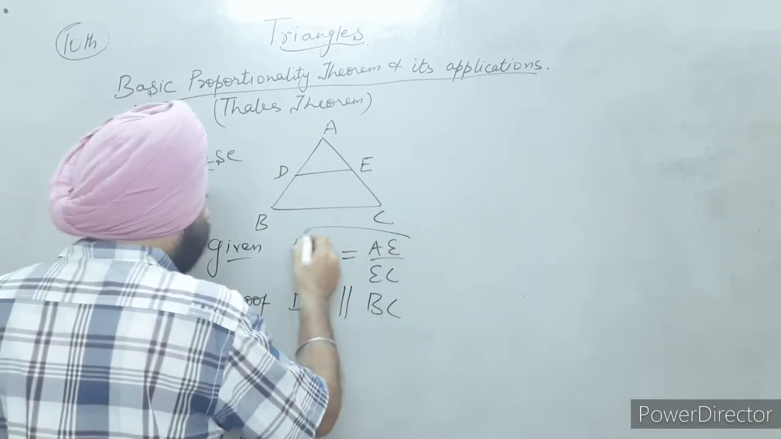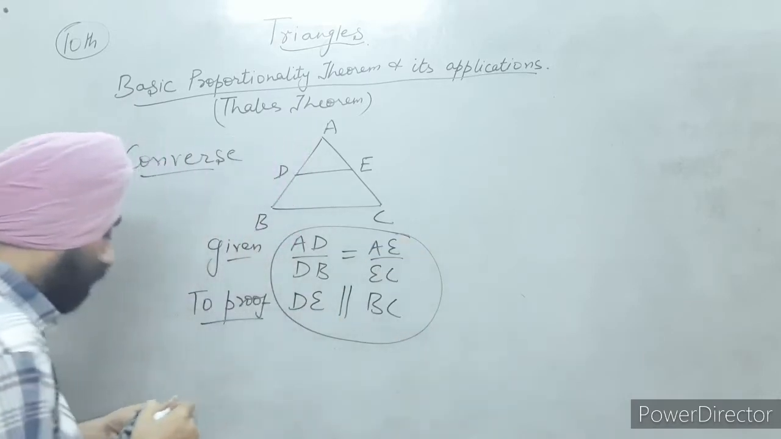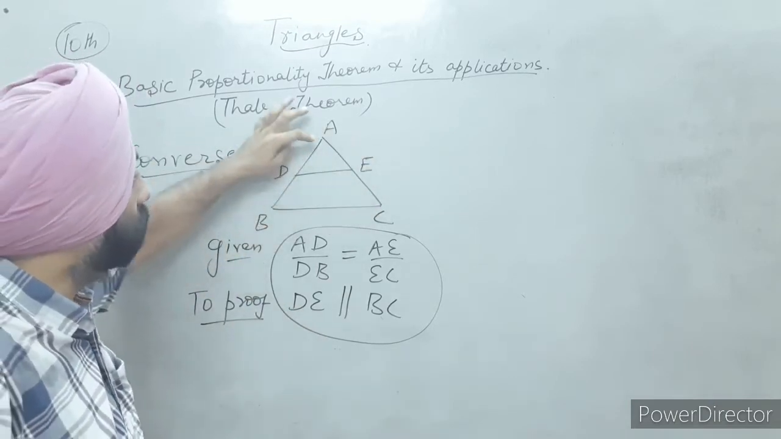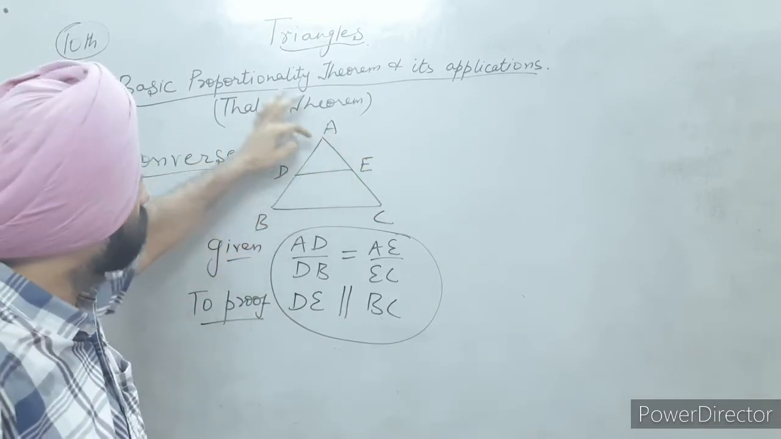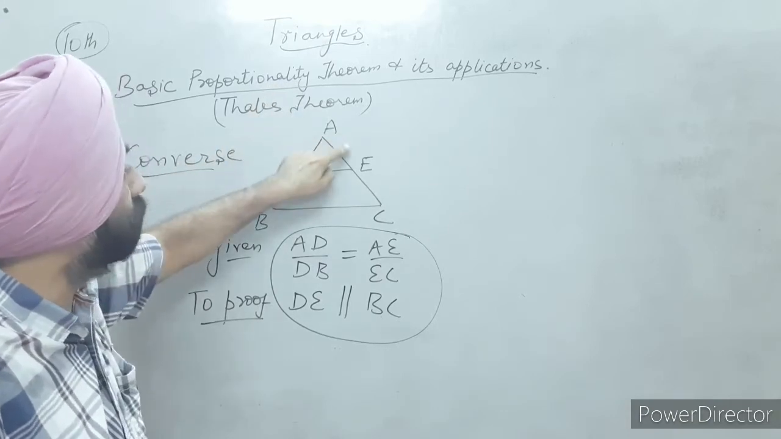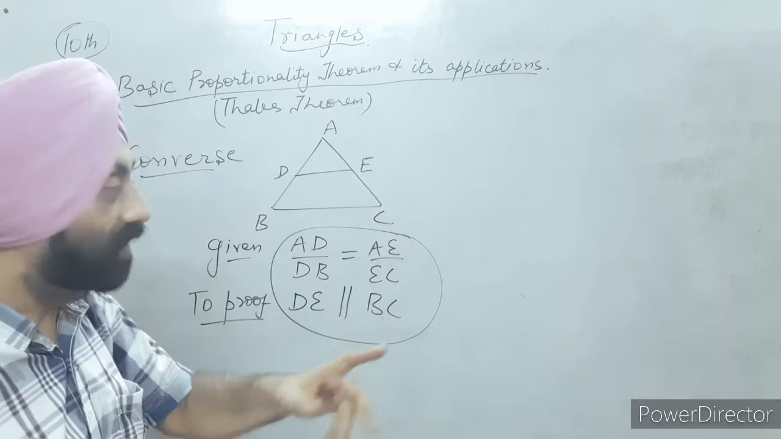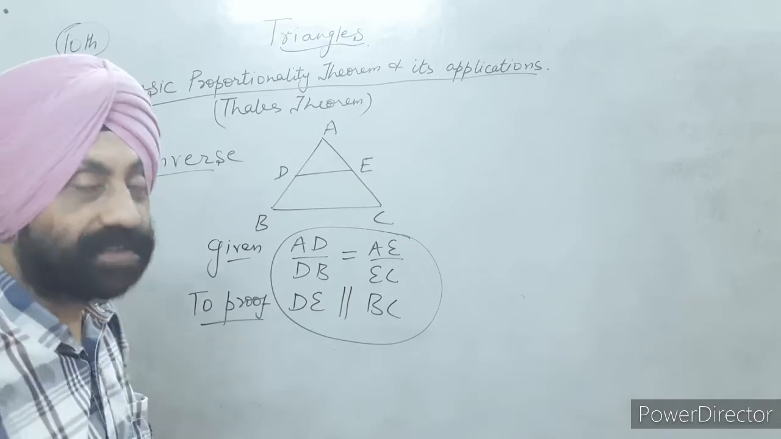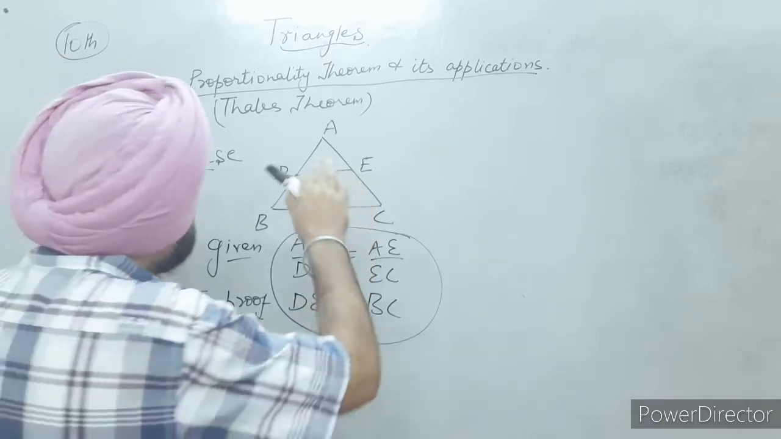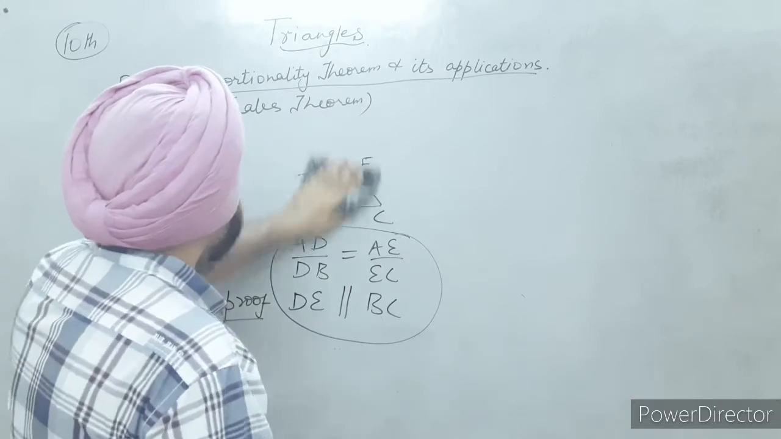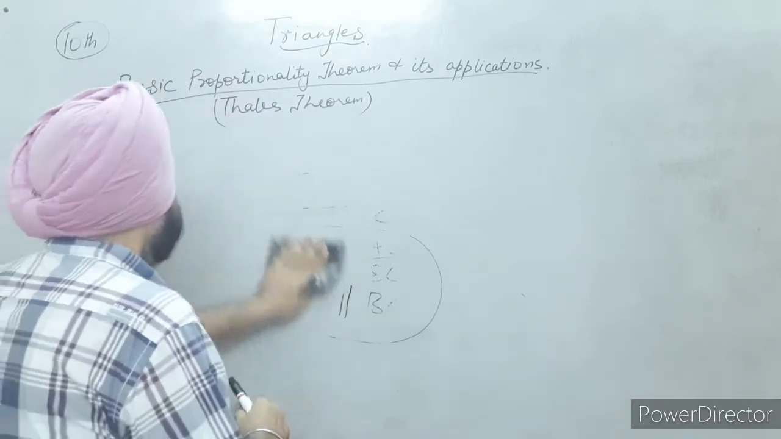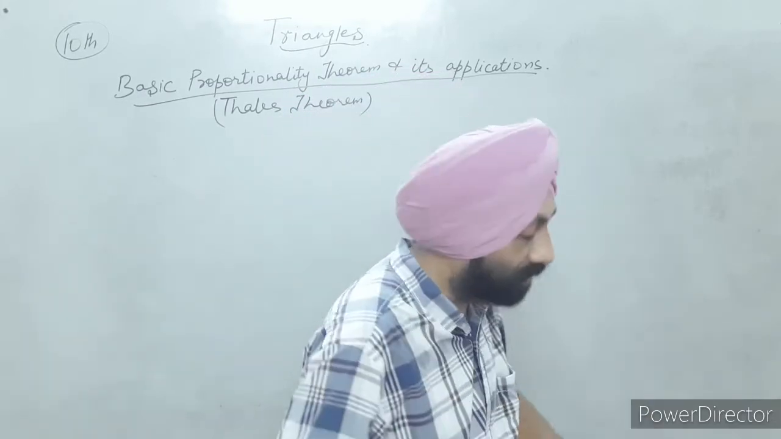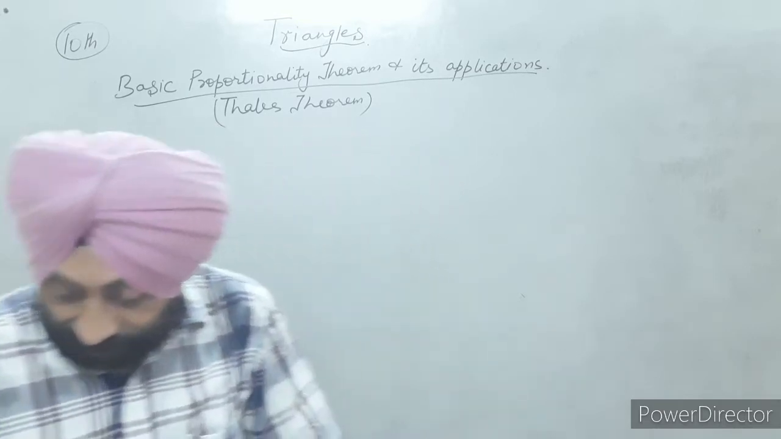This is the statement of the converse of the basic proportionality theorem. If the two sides of a triangle are divided in the same ratio, that is AD upon DB is equal to AE upon EC, then DE is parallel to BC. Now these theorems, the basic proportionality theorem and its converse, we will use in solving problem sums. Let us start with solving numerical problems based on the basic proportionality theorem.